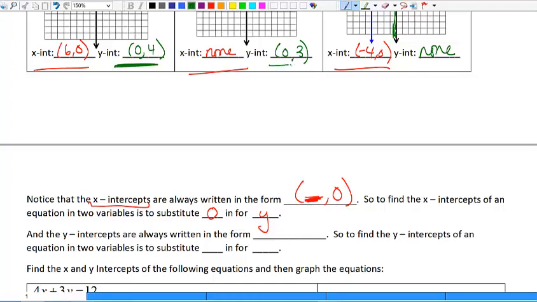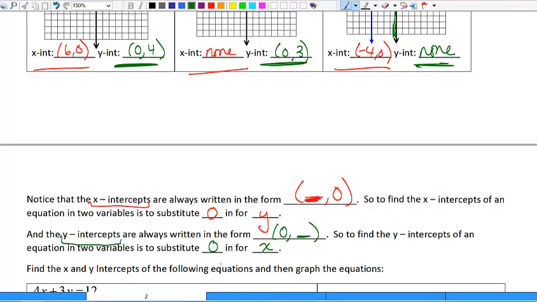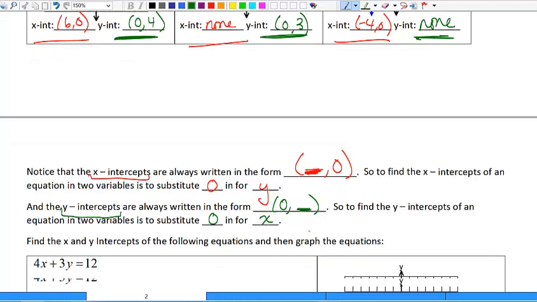Alright, look at these y-intercepts here. Now I know none doesn't really help, but the y-intercepts are always in the form 0, comma, some number. That's why they end up on the y-axis. So to find the y-intercepts of an equation in two variables, you substitute 0 in for x. Again, it's the opposite. If you're looking for the y-intercept, you plug in 0 for the x, because you want a value for y so that it could end up on the y-axis. So let's use this information to find the x and y-intercepts of the following equations and then graph the equations.